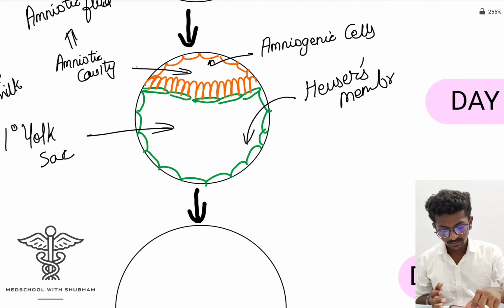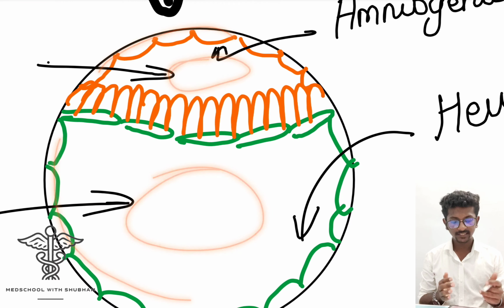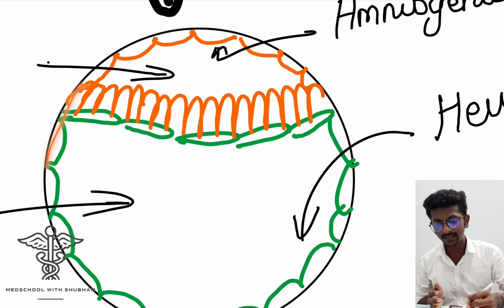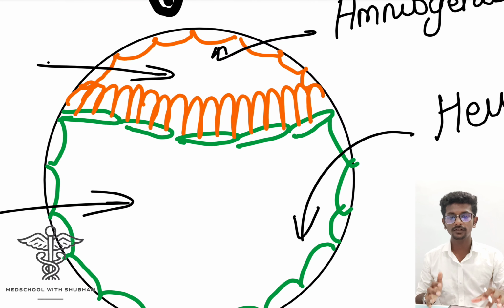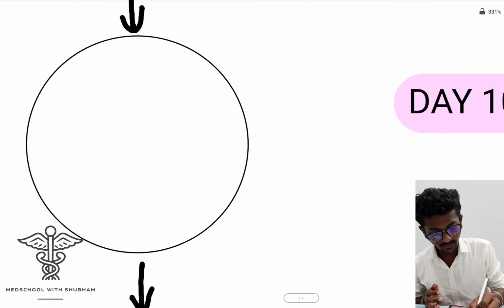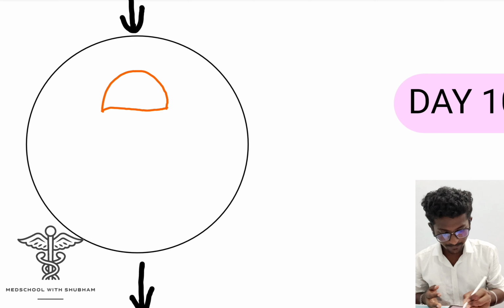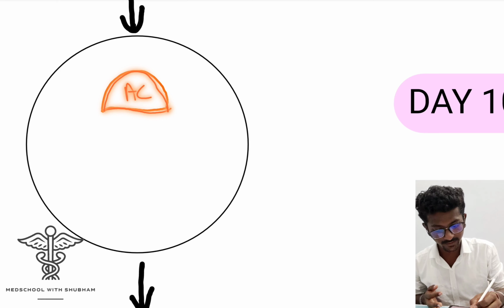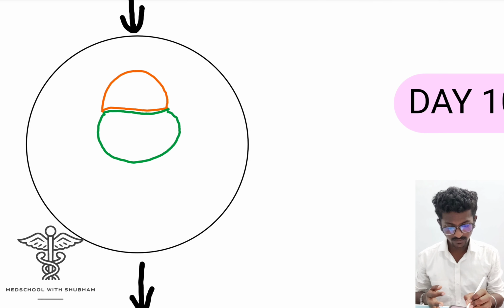Now what will happen? The amniogenic cells, Heuser's membrane, amniotic cavity and the primary yolk sac were in contact with the cytotrophoblast. Because of the formation of this new cell layer between all of these, they will get isolated and the size of the embryo will also increase. So it will look something like this: these are the epiblast, this is the amniogenic cells, this is the amniotic cavity, this is the hypoblast, the Heuser's membrane and the primary yolk sac.